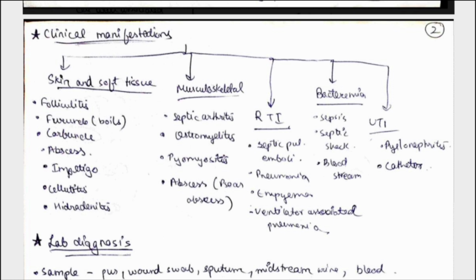Next is bacteremia. It forms sepsis, septic shock, and bloodstream infection. Another is urinary tract infection, that is pyelonephritis and catheter associated infection. These are the clinical manifestations of Staphylococcus aureus: skin and soft tissue, musculoskeletal, respiratory tract, urinary tract, and bacteremia.